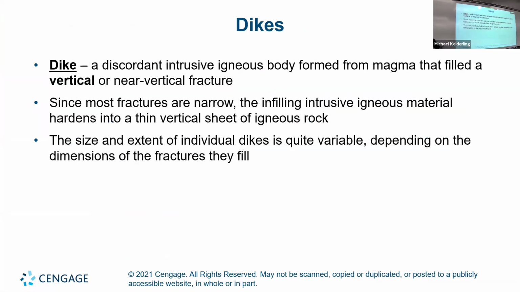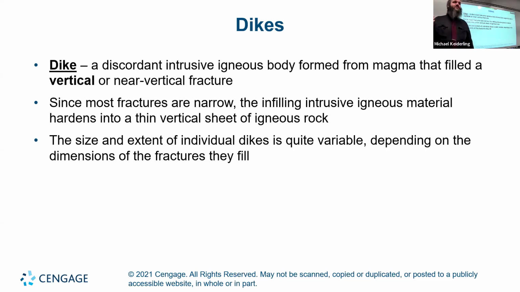A dike is a discordant intrusive igneous body that's formed from magma that fills vertical or near vertical fractures. A crack that fills with magma which solidifies and it's more or less vertical. Since fractures are narrow, the filling intrusive igneous material hardens into a thin vertical sheet of igneous rock. So we have a thin sheet of rock going up and down. The size and extent of individual dikes is quite variable. It depends on the dimensions of the fractures they fill.